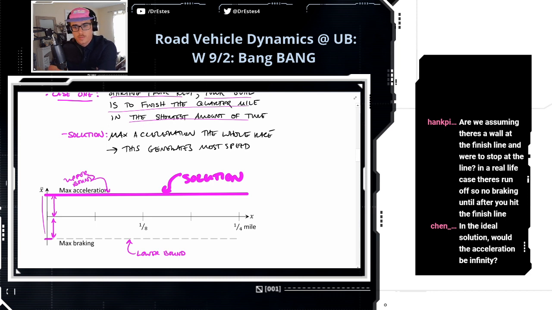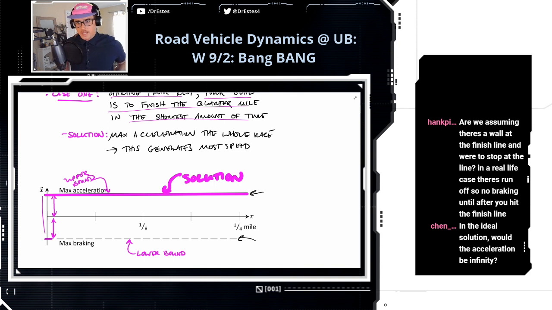Wouldn't the ideal solution be for the acceleration to be infinity? Yeah, okay, that's true. If you could have infinite acceleration, that's ideal. But the constraint on all of these examples is you have to stay within the lower and upper bounds that I have specified. But you're right, Chin. We would want infinite acceleration, except that would probably kill you.